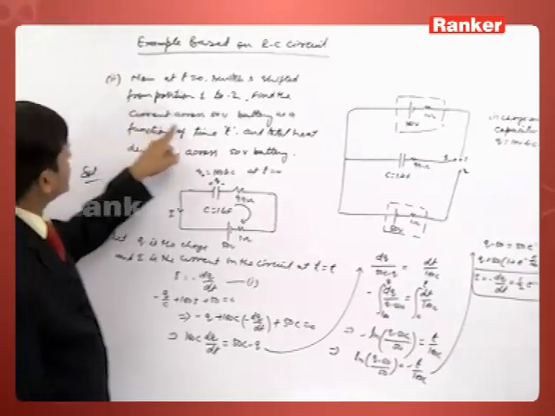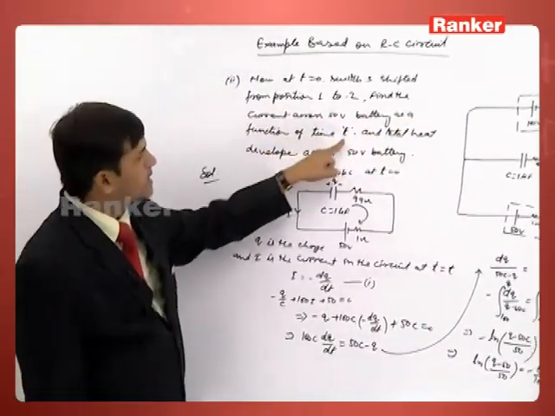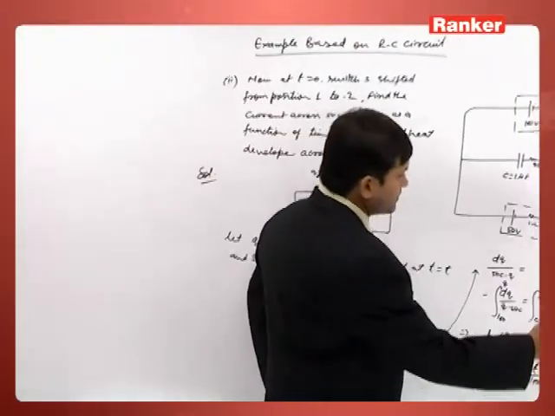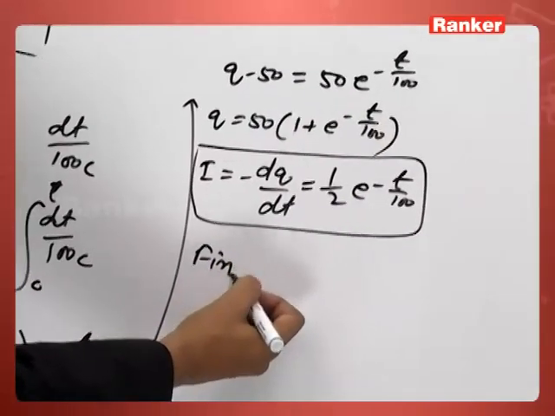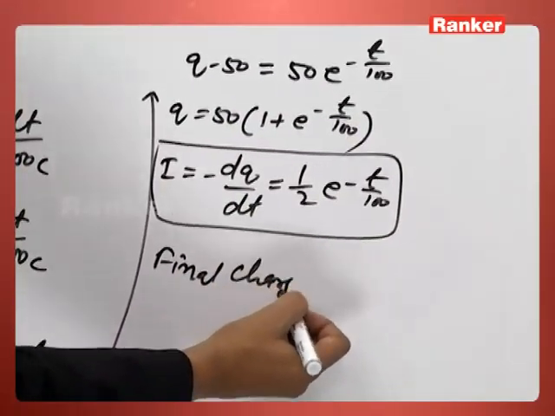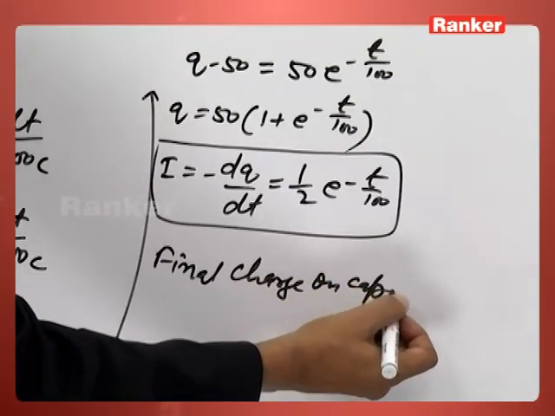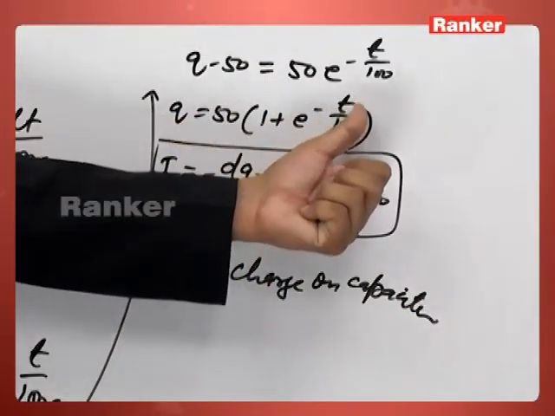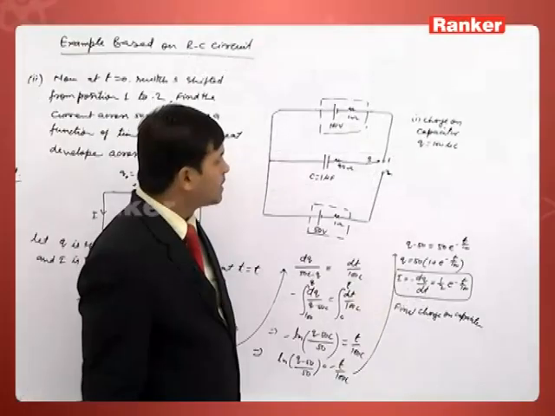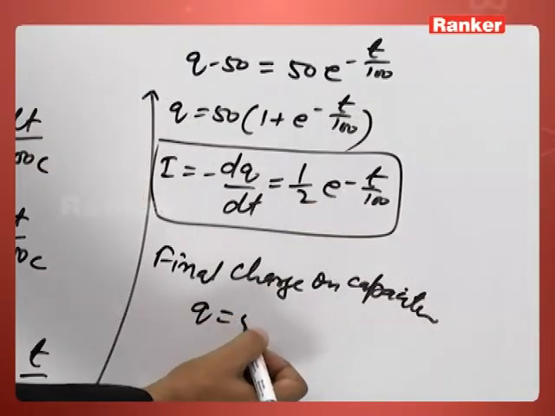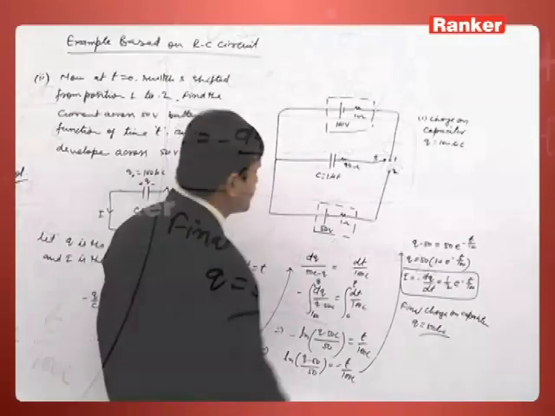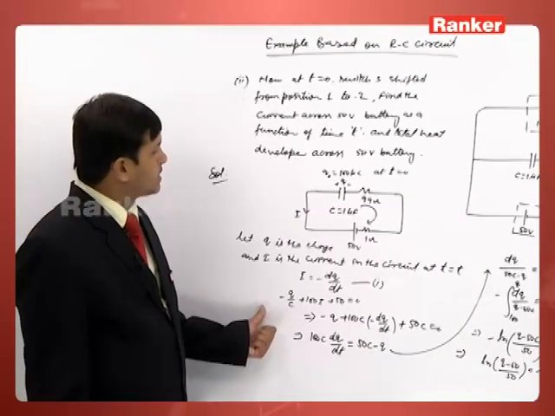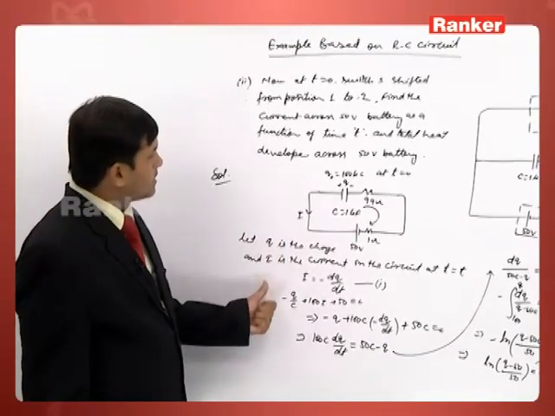So the first thing is the current across the 50 volt battery as a function of time t, not the total heat. Total heat means we need the final charge. So, the final charge on the capacitor. Final charge means when time is infinity. So when time is infinity, the Q value will be 50 microcoulomb. The final charge on the capacitor is 50 microcoulomb.